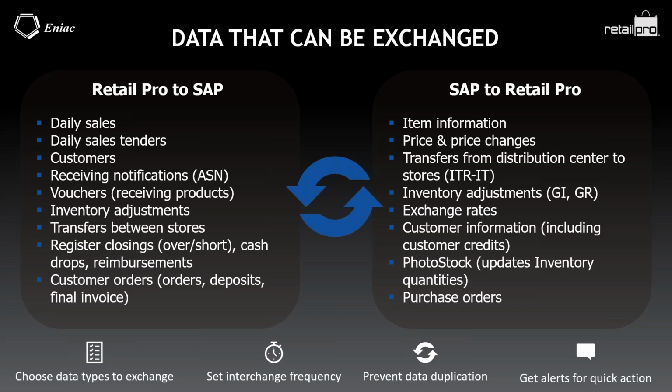We get alerts and send emails when something does not function correctly. For example, one store didn't have internet communication that day and they couldn't send the sales.